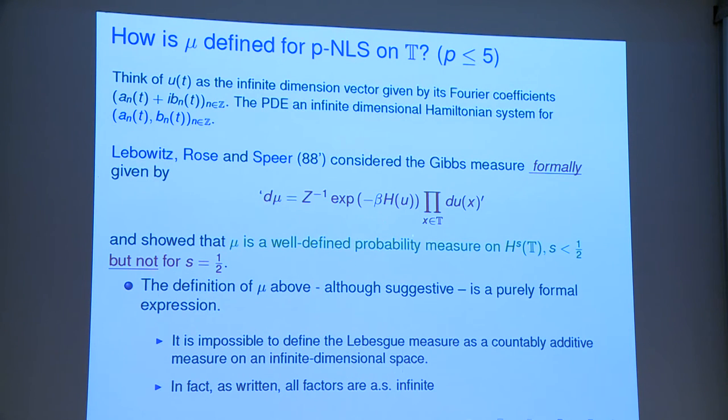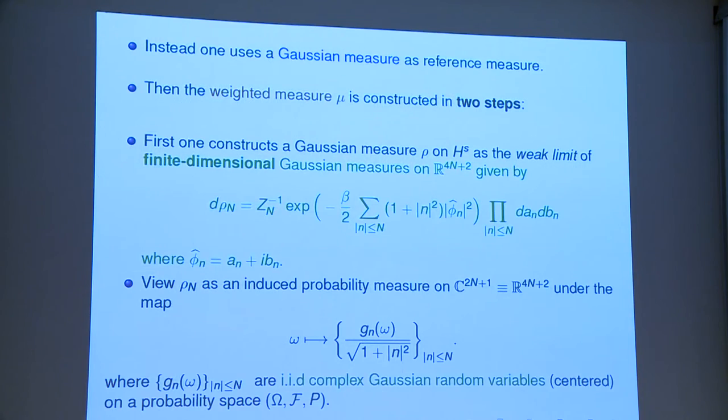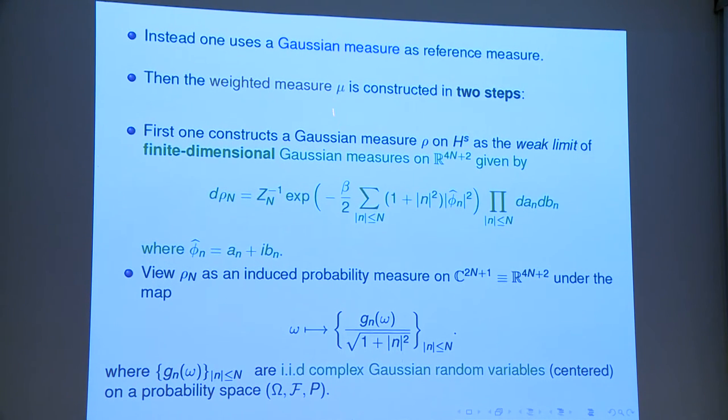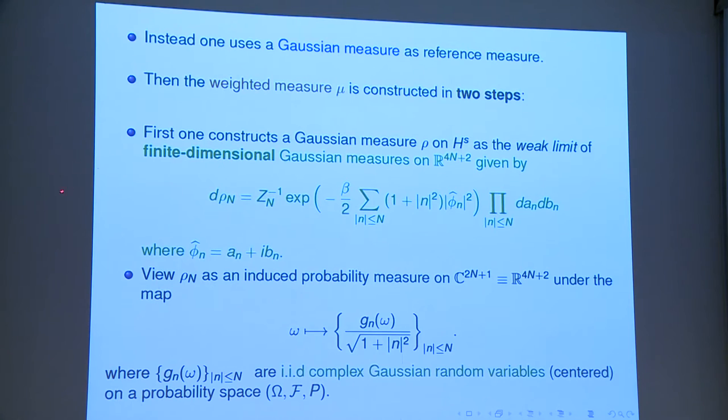But it's suggestive of what it is that you want to do. Okay, so you cannot even define the Lebesgue measure. But what you do is you construct it using a Gaussian measure as a reference measure, and then you construct the Gibbs measure as a weighted measure in two steps.